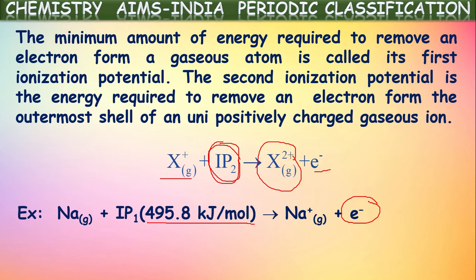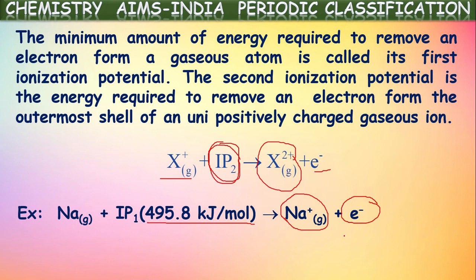It means if you take 1 mole of sodium atoms in the gaseous state and supply 495.8 kilojoules of energy, they release 1 electron from each from their outermost shell and form uni-positive ions. That energy supplied is called the first ionization potential. Now what happened? By supplying this first ionization potential, sodium atoms became sodium ions, or uni-positive ions.